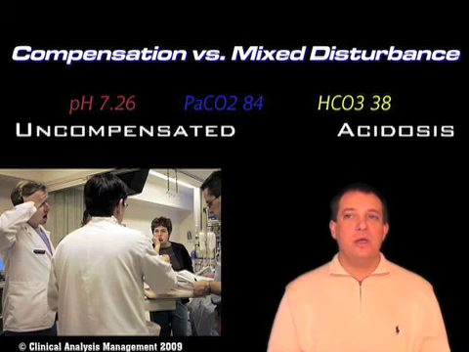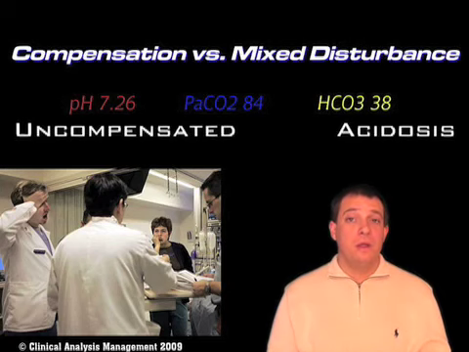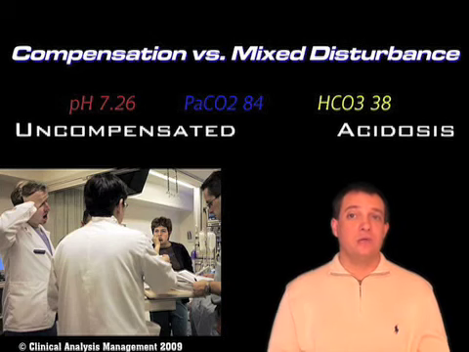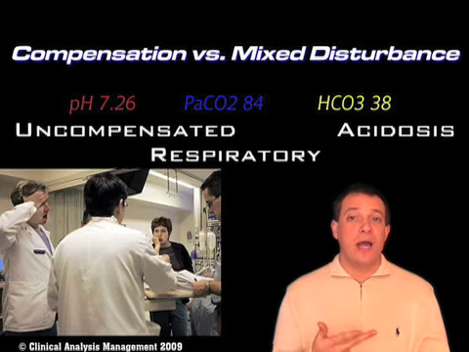So the next thing we do is we look at the CO2. The CO2 is 84. If the CO2 is 84, is that acidotic, alkalotic, or normal? That is acidotic. We know that a CO2 of 84 is acidotic. And we look at the bicarb and it's 38. Is that acidotic, alkalotic, or normal? That is alkalotic. So which one matches? The CO2 matches, right? So when we look at 7.26, 84, and 38, we know that the first name and last name were uncompensated acidosis, and we know that this is a respiratory acidosis. So it's an uncompensated respiratory acidosis.